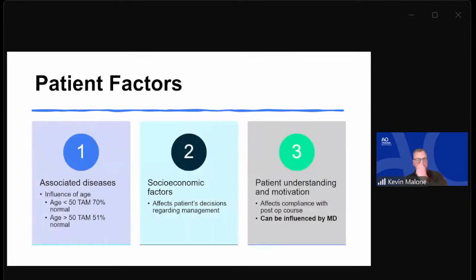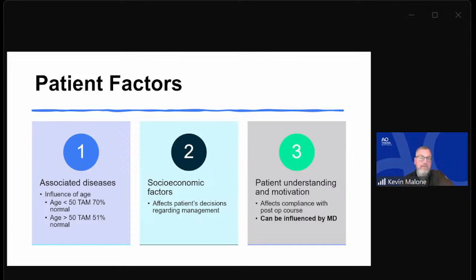But looking at patient factors, we have associated diseases. Age is a part. Clearly demonstrated that patients who are of younger age do better with these type of injuries, with less than 50 years with a total active motion restoration of 70% normal, compared to greater than 50 years of age, just over half recovery of total active motion.